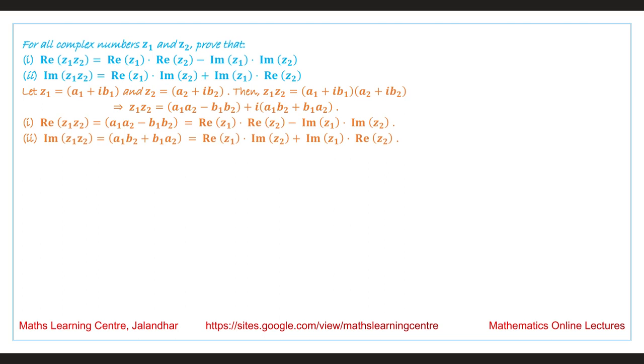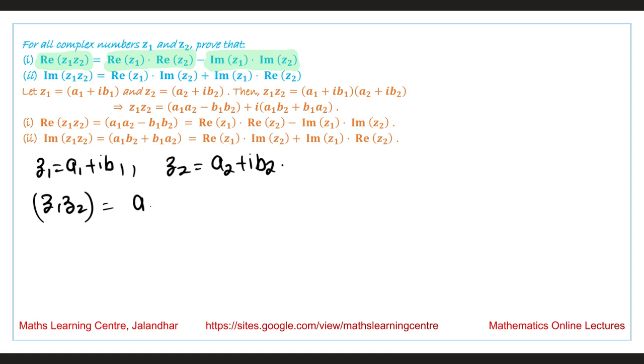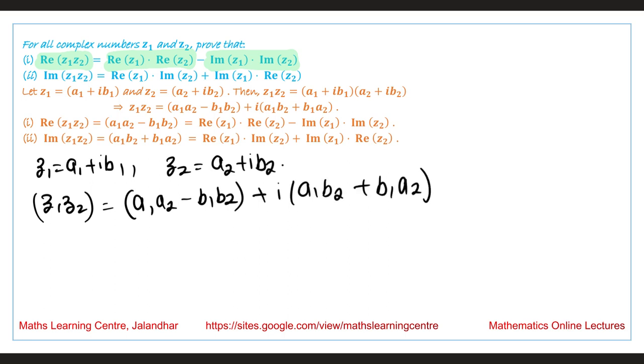The next result we have is that real part of z1 z2 is equal to real part of z1 into real part of z2 minus imaginary part of z1 into imaginary part of z2. To prove this result, we write z1 is equal to a1 plus iota b1, z2 is equal to a2 plus iota b2. When we talk about z1 into z2, the answer we have is a1 a2 minus b1 b2 plus iota a1 b2 plus b1 a2.